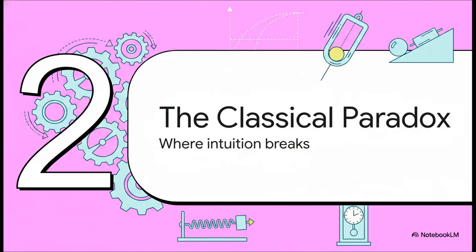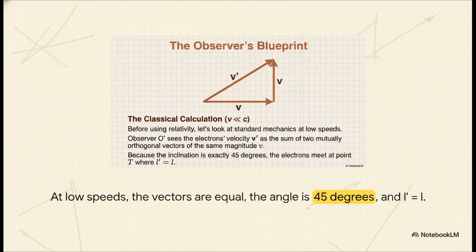So before we go hunting for that second equation, let's just see what happens if we try to solve this using the physics of our slow-moving, everyday world. Let's see where our intuition takes us. In the world we're used to, we just assume that the velocity components are equal. That would make a perfect 45-degree angle. And the conclusion seems pretty obvious, right? The shifted length, L prime, it just has to be the same as the original length, L. In this view, there's no weirdness, no contraction, it's all neat and tidy.